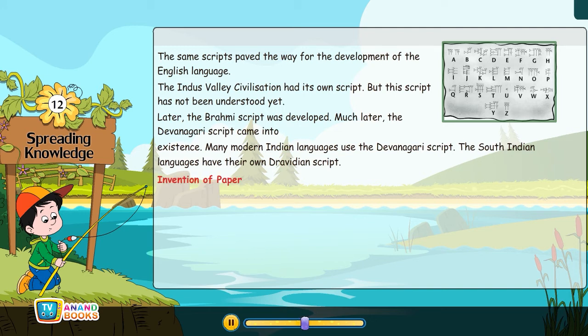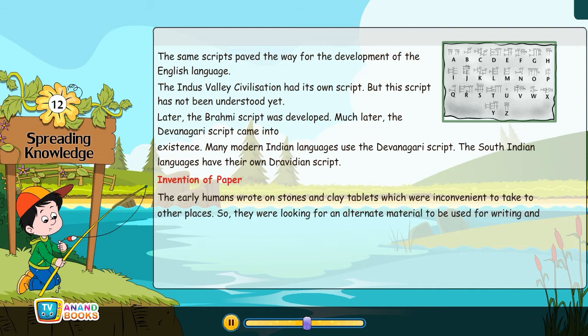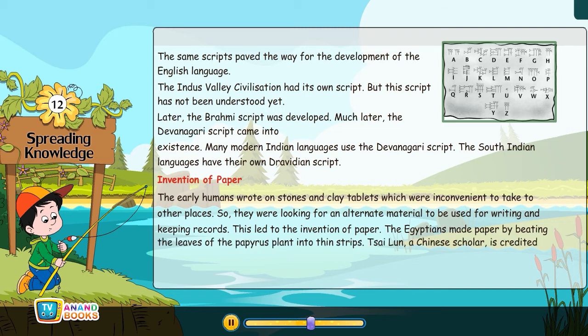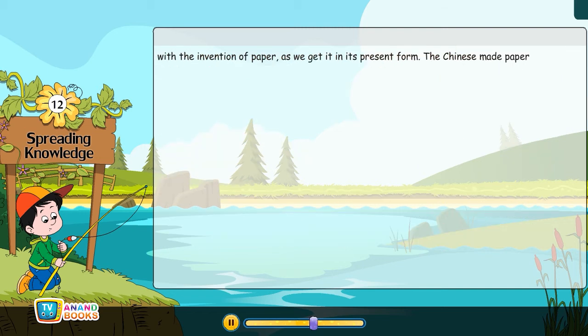Invention of paper. The early humans wrote on stones and clay tablets, which were inconvenient to take to other places. So, they were looking for an alternate material to be used for writing and keeping records. This led to the invention of paper. The Egyptians made paper by beating the leaves of the papyrus plant into thin strips. Cai Lun, a Chinese scholar, is credited with the invention of paper as we get it in its present form.